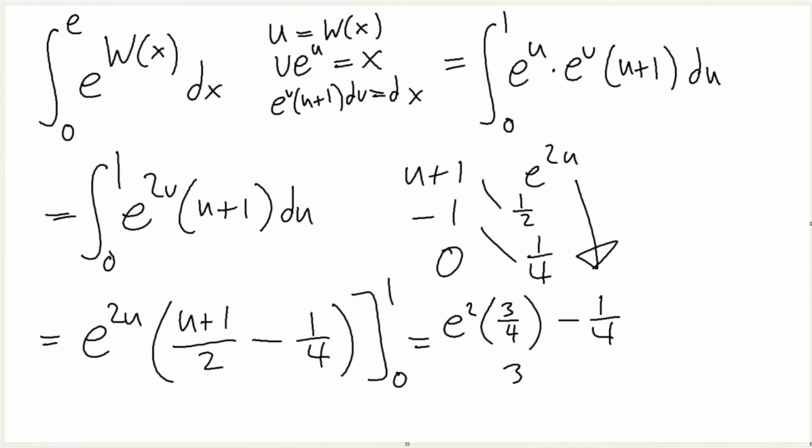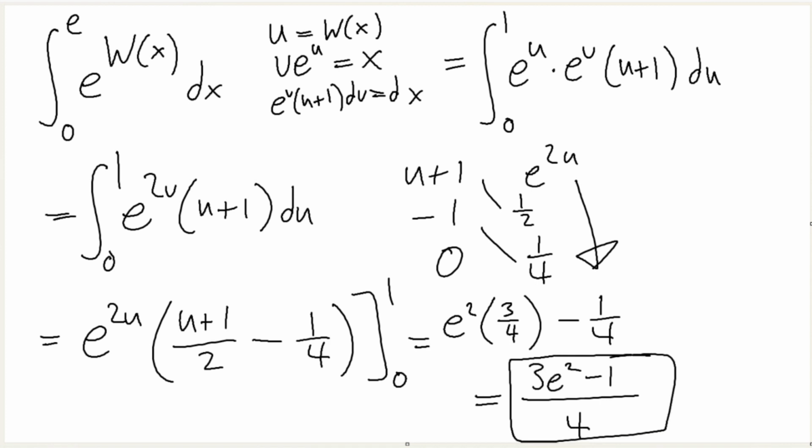Or I guess I could say, to better simplify this, this is 3e squared minus 1 over 4. This is our answer. Alright?